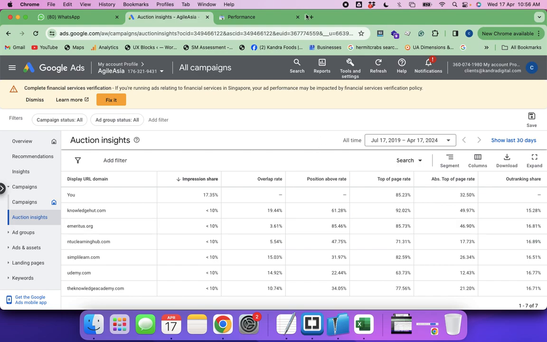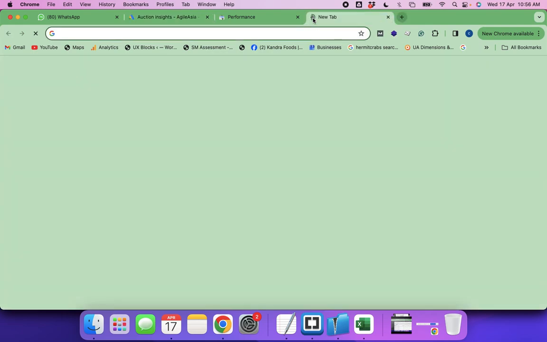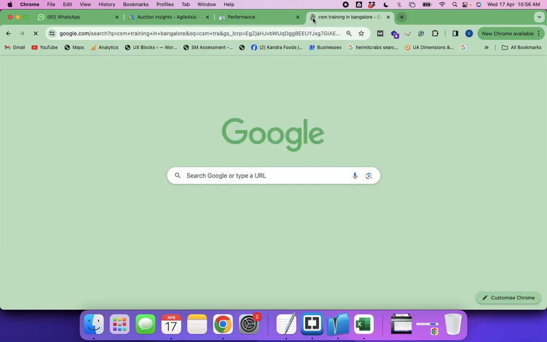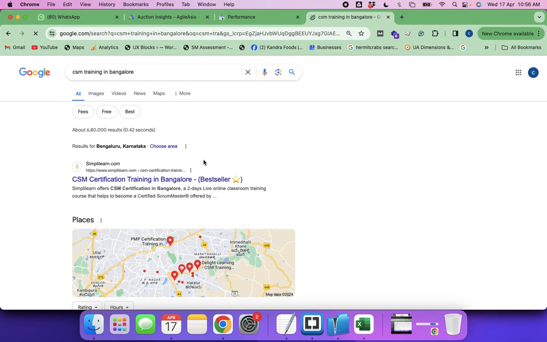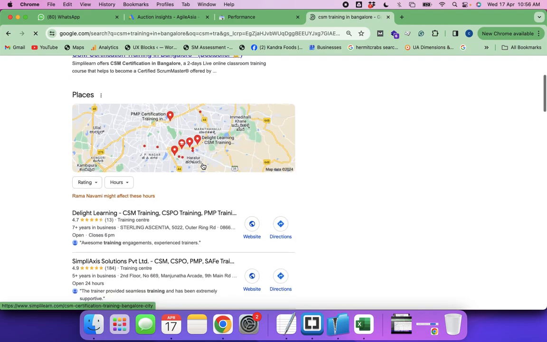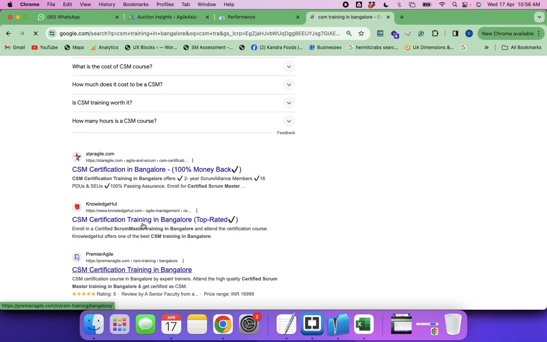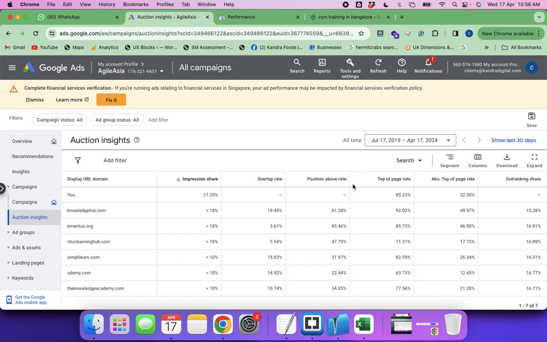Okay, so now one below the other, let's take it as CSM training. These are not ads, but let's assume these are ads now. Both are showing for the same keyword. Let's assume all these three are ads, all of them showing for the same set of keywords. And here, position above rate is how many times your competitor has shown in the top position. 61.28 percentage of the times the competitor has shown above Agile Asia.